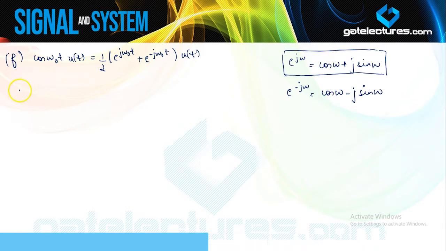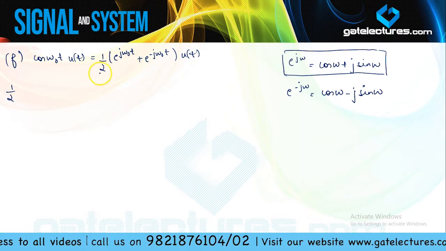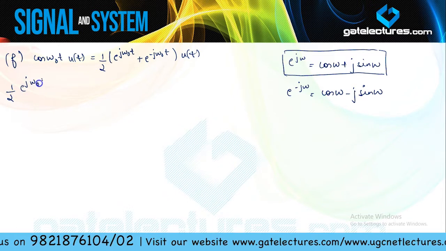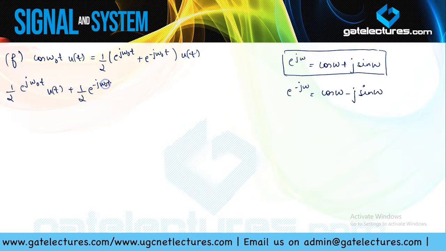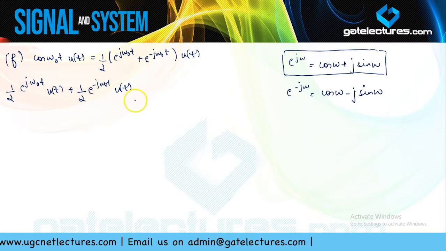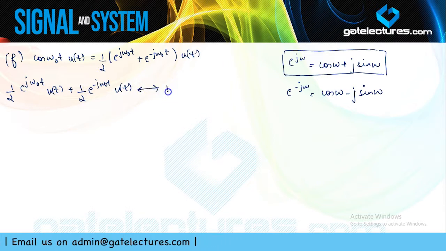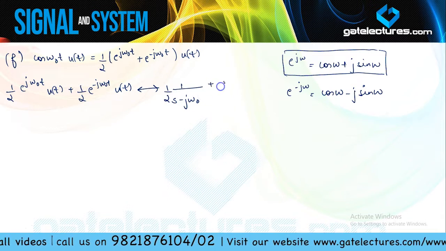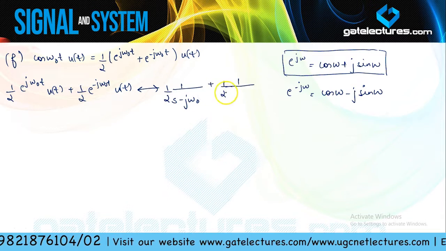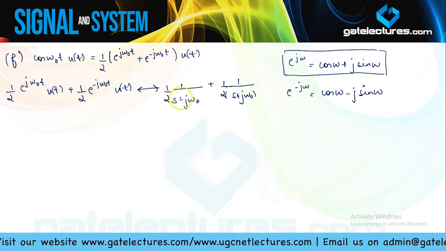Now I'm just separating the terms. This is going to be 1 by 2 e to the power j omega naught t u(t) plus 1 by 2 e to the power minus j omega naught t u(t). Now I can just use the linearity property of the Laplace transform. This is multiplication with e to the power s naught t in the time domain, so this is going to be a shift in the s domain, a shift of opposite sign, plus 1 by 2 into 1 by (s plus j omega naught). Right?